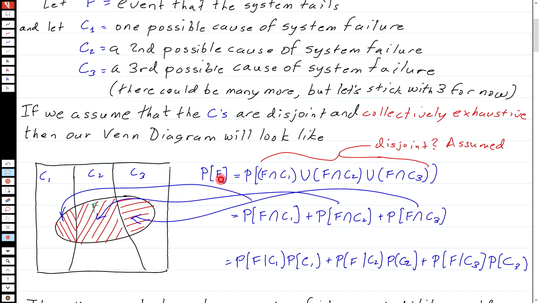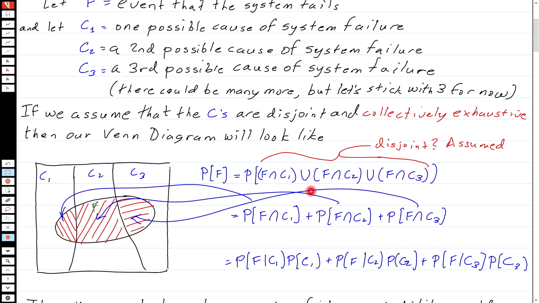So what that means is that I can write the overall probability of failure of the system, the total probability of failure, as being made up of bits and pieces. That is the probability of failure and cause 1 occurs, or probability of failure and cause 2 occurs, that's this region here, or probability of failure and cause 3 occurs, that's what I'm showing here.